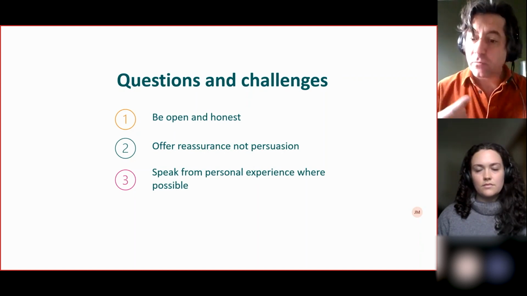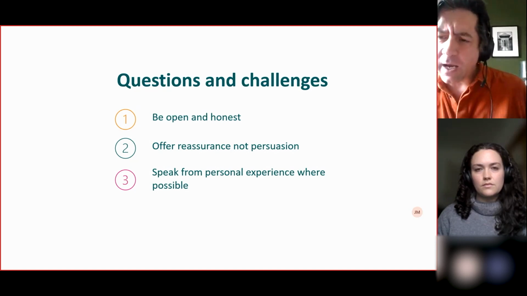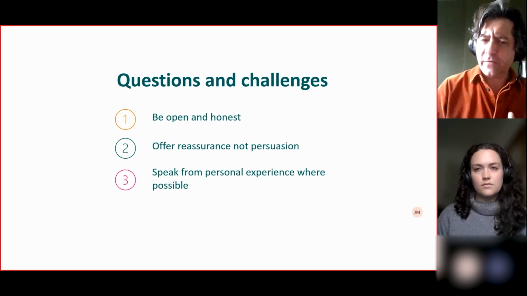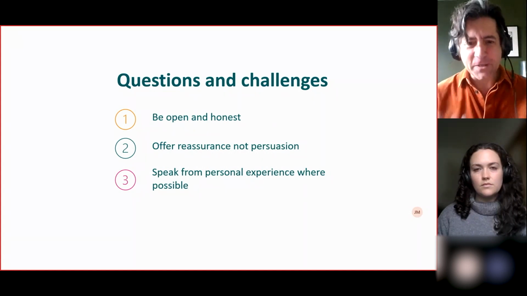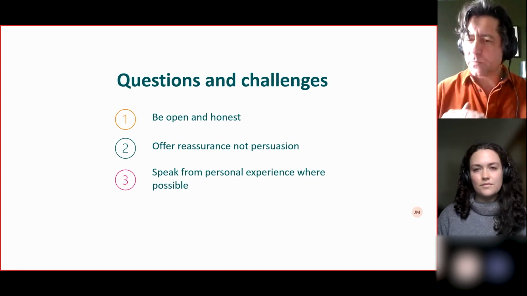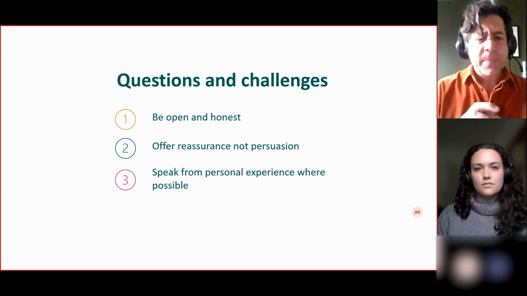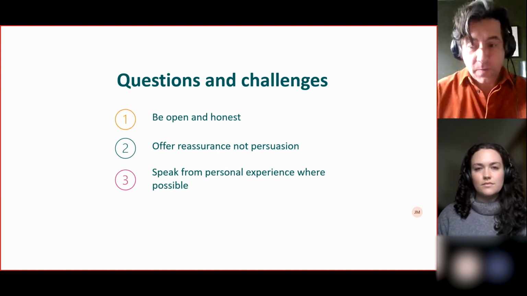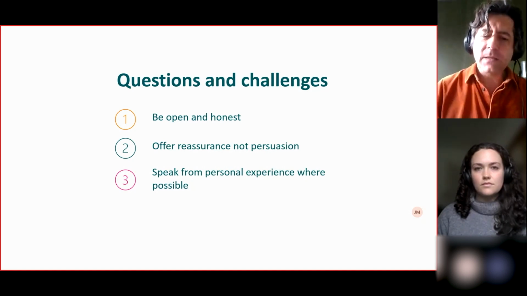Offer reassurance rather than persuasion. Try and shrink back from finding yourself in an argument. When you notice that you've got into a pattern of argument, and some people are argumentative, I am personally, it's very easy to find yourself being drawn into it. That's when you need to sometimes just put a stop to it, unless you're happy and it's a comfortable, safe place. That's fine. And remember that you can just say, look, this is our view. We don't expect it to be accepted by everybody. And speak from personal experience where possible.